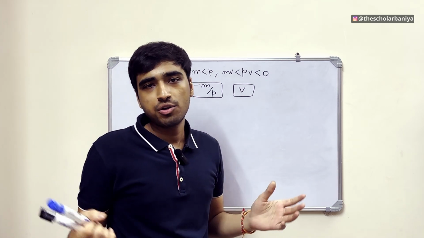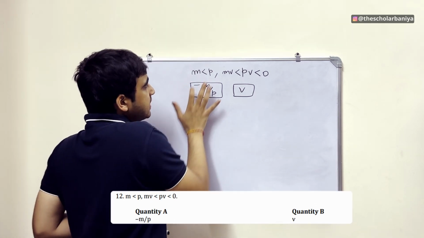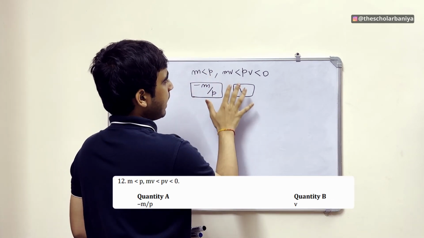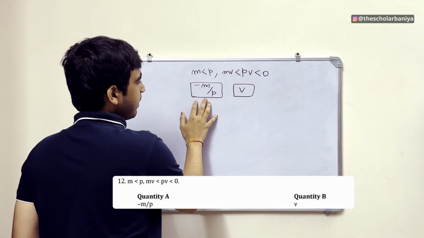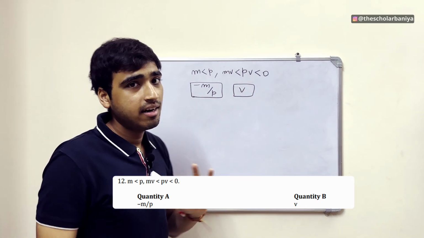Okay, so now moving on to the next question. Now it's given that m is less than p, and mv is less than pv is less than 0. We have to compare minus m by p and v.